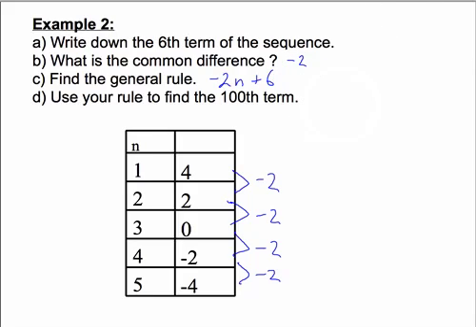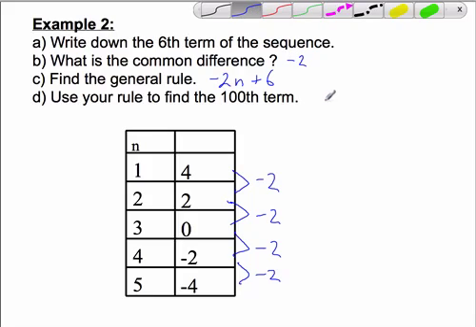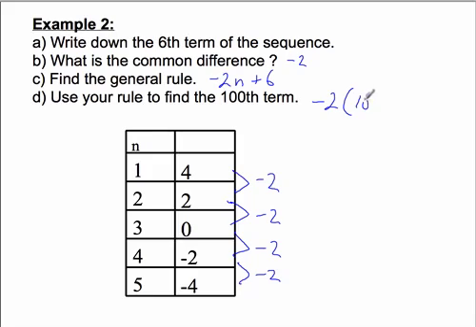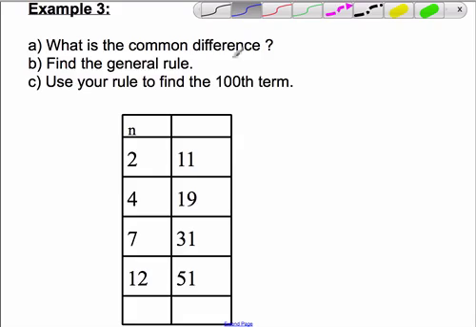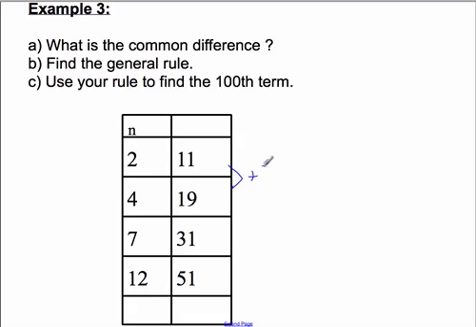And part D, use your rule to find the 100th term. We just do negative 2 times 100 plus 6 equals negative 200 plus 6 equals negative 194. Okay, so let's take a look at this example. Now if we try to look for a common difference, we have plus 8, plus 12.